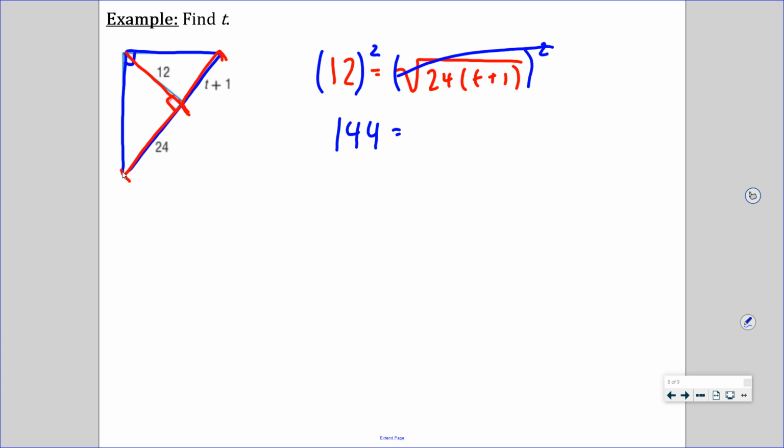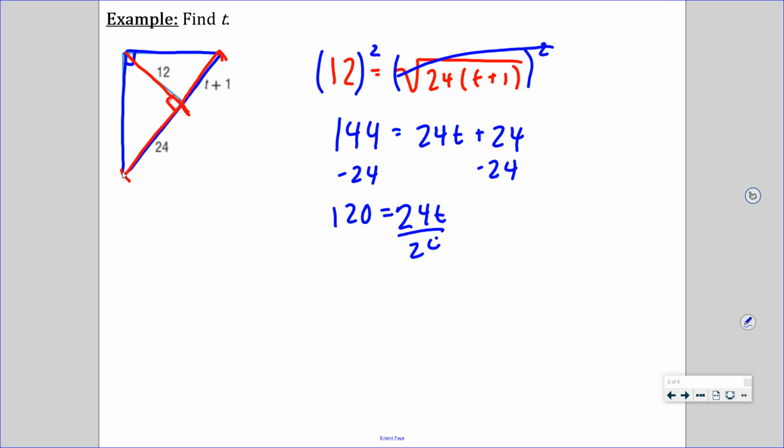You could distribute the 24. That's probably what most of you would do. Or you could just take off the layer of 24 by dividing by 24. And then you just have to move over the 1. We could also go from here. We'd subtract the 24. Divide by 24. That gives me 5. Okay, the last one's the best one. Save the best for last.